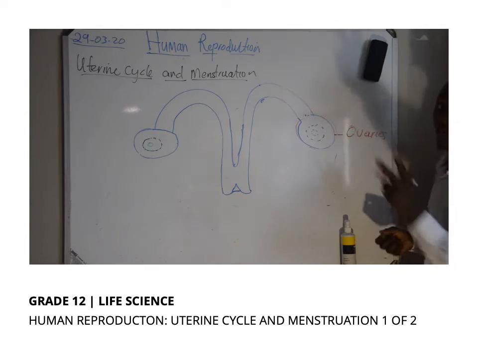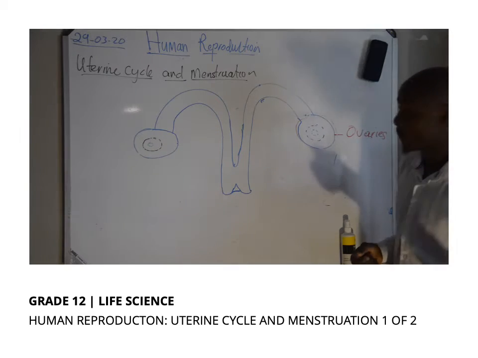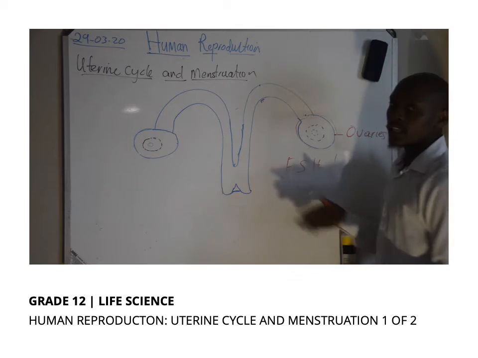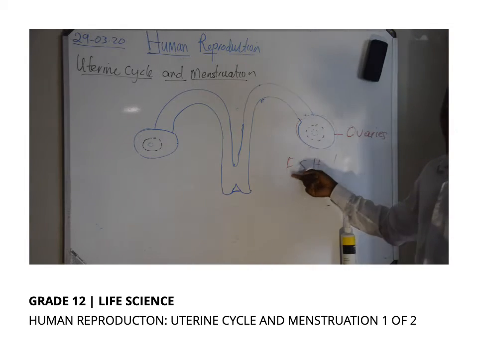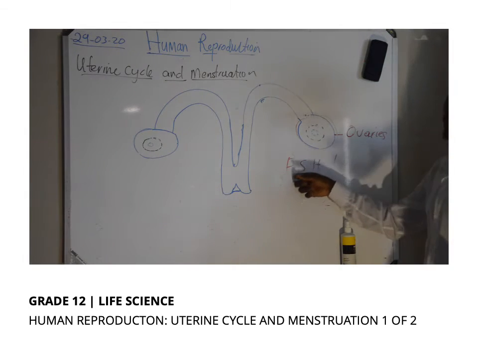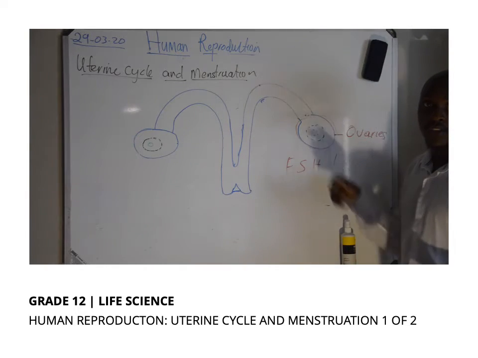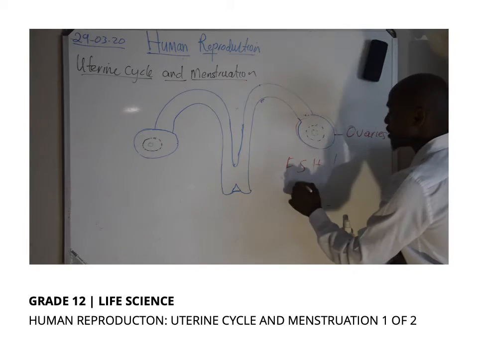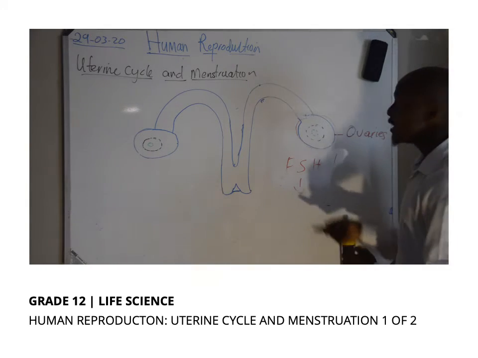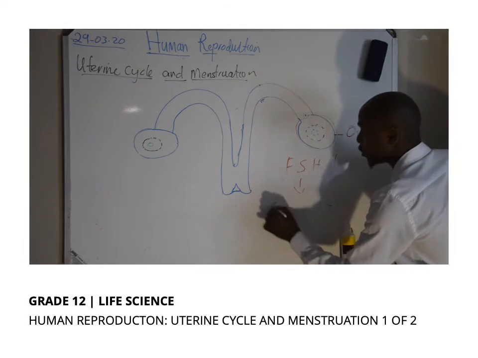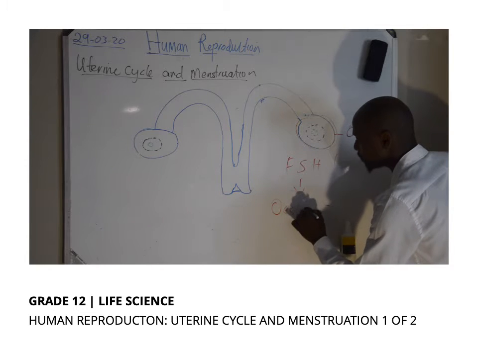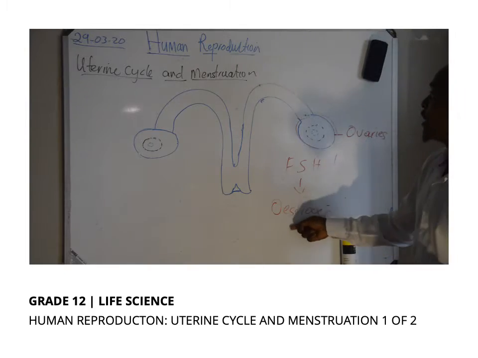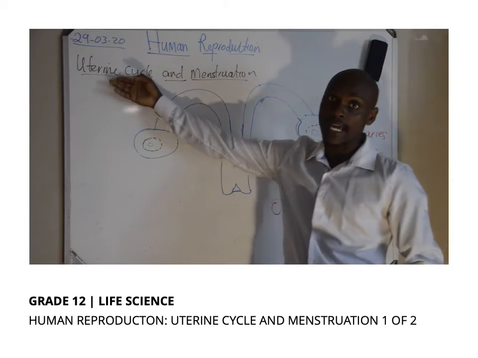Now there are two hormones that I want to introduce to you. The first hormone is called FSH, the follicle stimulating hormone. This hormone stimulates a follicle within the ovaries. But this hormone also causes secretion of what? It causes secretion of another hormone called estrogen. We'll talk more about this hormone, estrogen. This is a very important hormone if we want to deal with the uterine cycle.